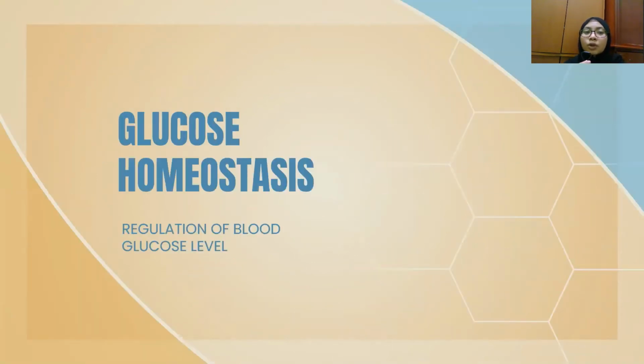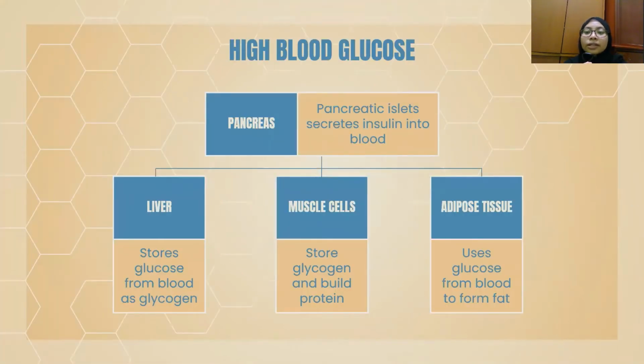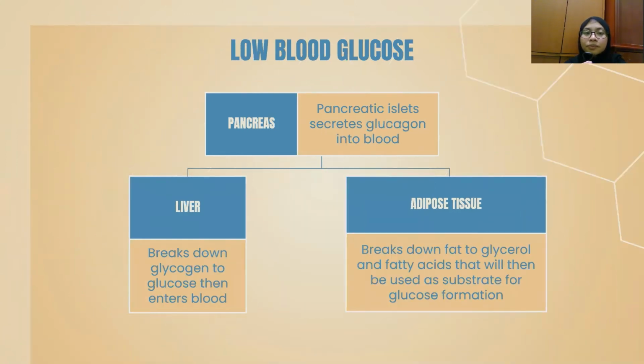So next we go on with glucose homeostasis. When there is a high blood glucose level, insulin will be secreted and this insulin will stimulate the uptake of glucose by cells. For both liver and muscle cells, glucose is stored as glycogen, whereas in adipose tissue, which is the fat cells, the breakdown of glucose supplies glycerol for the formation of fat. So in these ways, insulin lowers the blood glucose level.